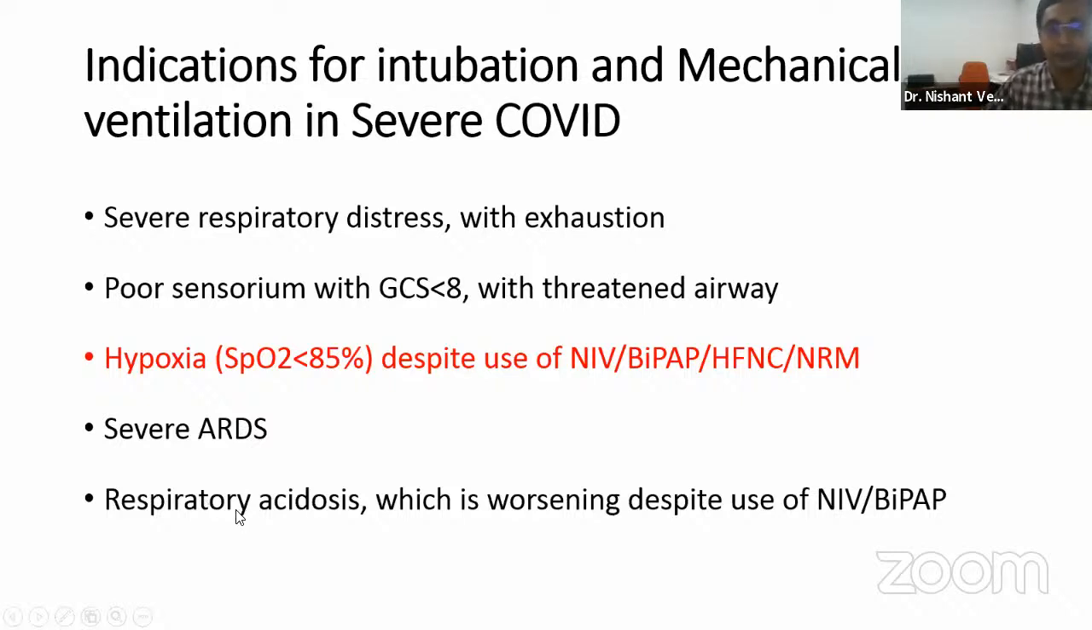So for CO2 elimination, your HFNC and NRM will not help. BiPAP to an extent will be helpful, but if BiPAP is also failing, then for CO2 elimination, you would need to intubate and mechanically ventilate the child.